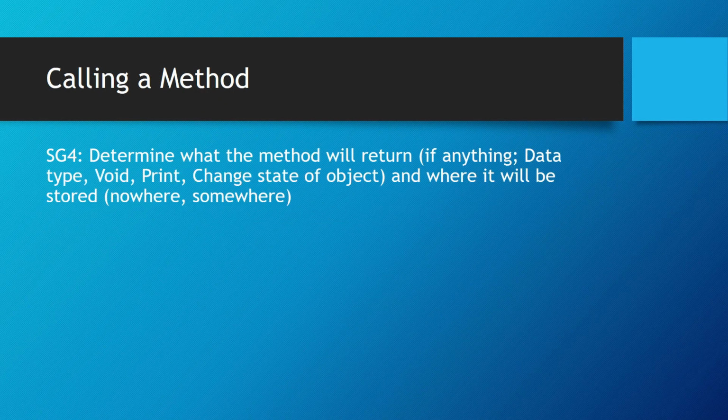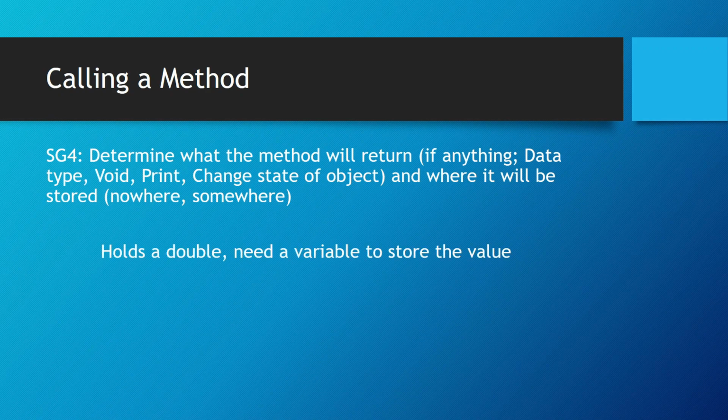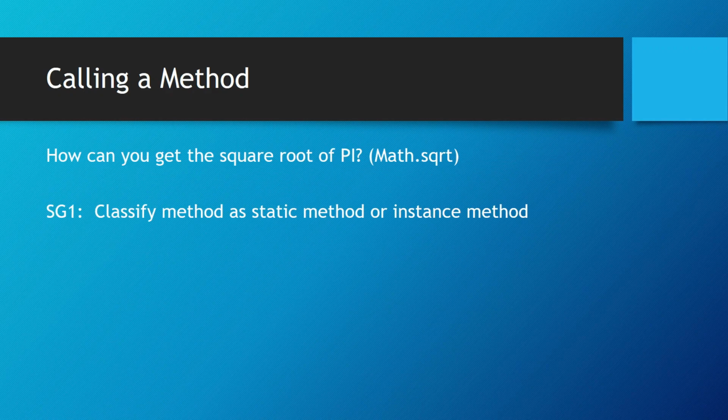For subgoal 4, we determine what the method will return and where it will be stored. The value is returned and is a double. We need a variable to store the value. Let's declare a double. We will call it pi and assign it to the value math.pi. For our second example, we want to get the square root of pi.